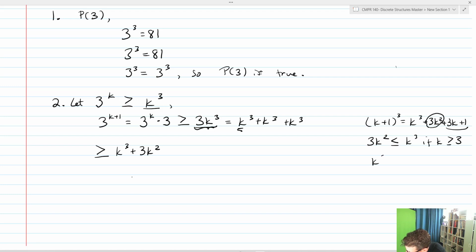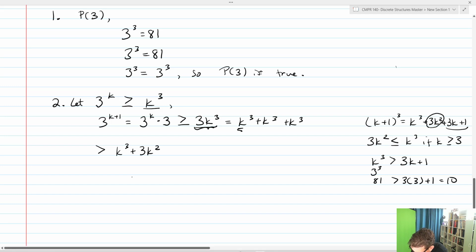Okay, when is k cubed going to be greater than 3k plus 1? Both are going to be positive. 3 cubed is 27, which is certainly greater than 3 times 3 plus 1, which is equal to 10. So in fact, we are now strictly greater than. We can remove this and make it 3k plus 1 right here.